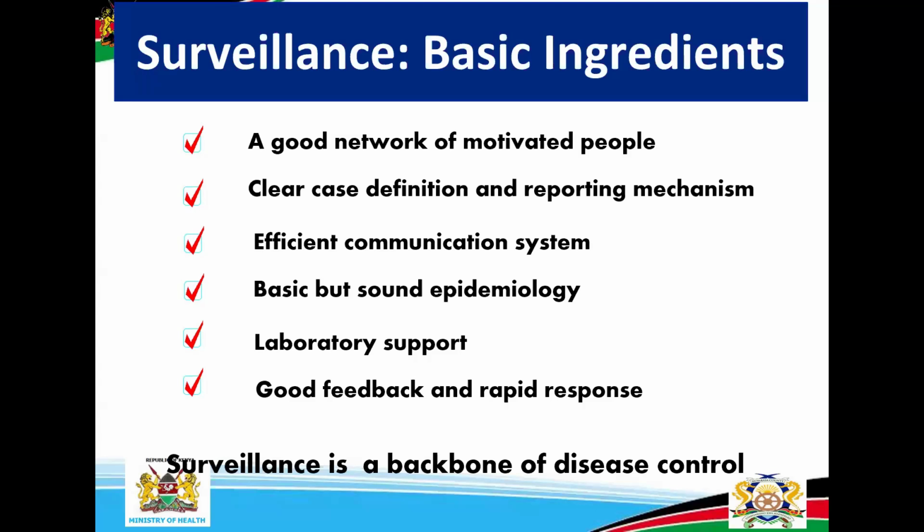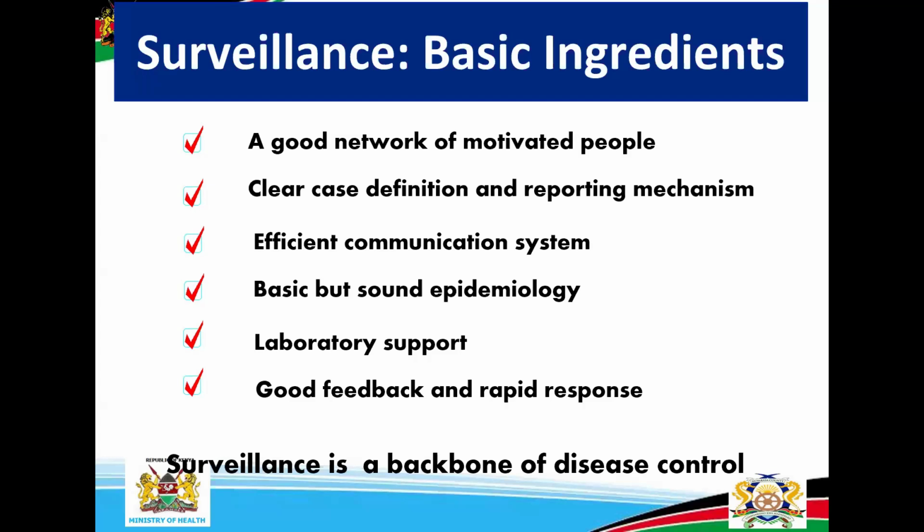Also, we should have efficient communication systems, because for most of our departments, we work in silos. So that's why we come up with the One Health approach, whereby we bring out issues of effective communication. In case you have an outbreak that is related to zoonotic disease, you can easily communicate to the human and animal health department. So effective communication is also another key ingredient for surveillance.